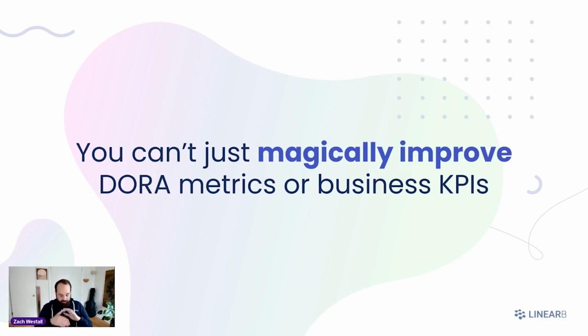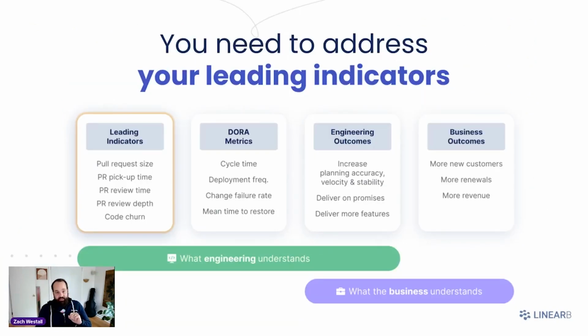So, you know that you want to improve your DORA metrics. You know you want to improve your business outcomes, but you can't just magically do that. It'd be great if we could just wave a wand and make that happen, but that's not the world we live in. You have to go back a little further, as I mentioned before. You have to address your leading indicators. And our number one leading indicator is the pull request. The pull request and the overall pull request process is how you impact DORA metrics, how you impact engineering outcomes, and ultimately how you impact business outcomes.